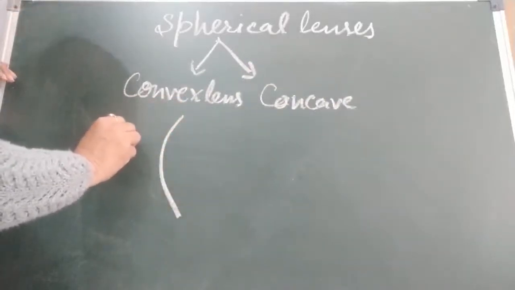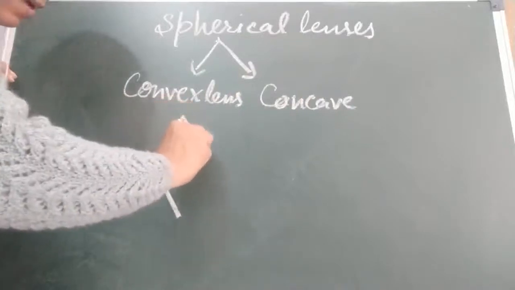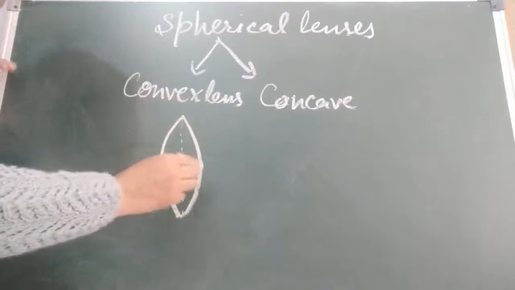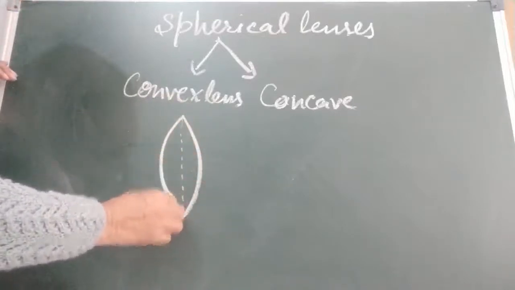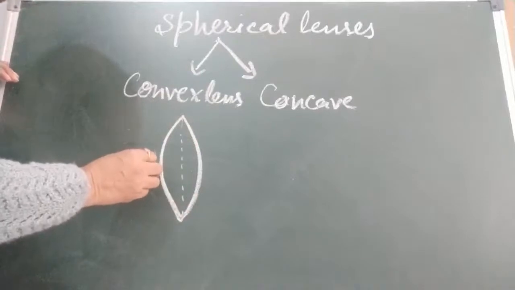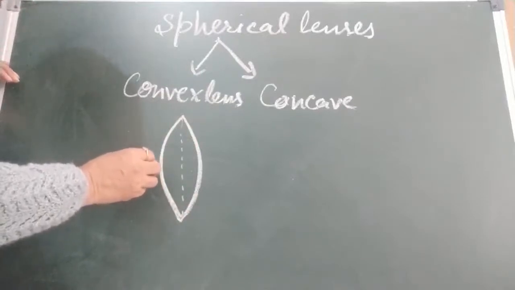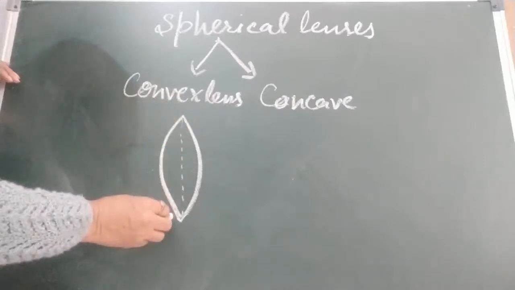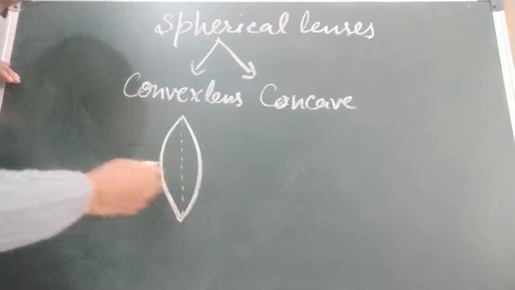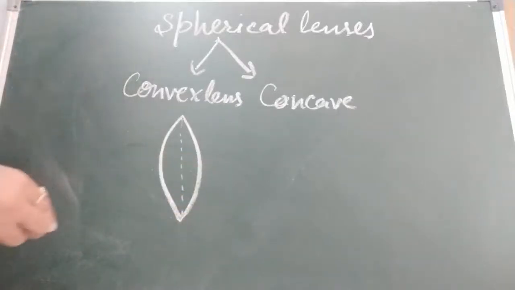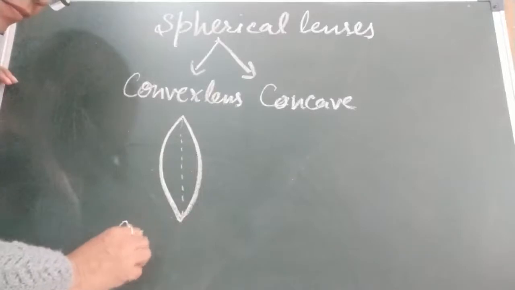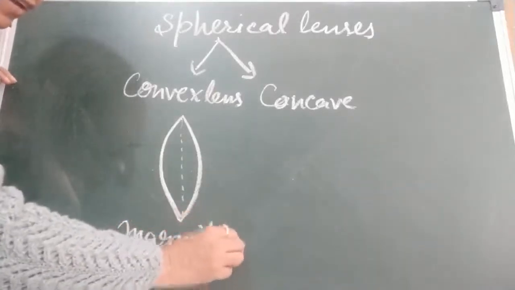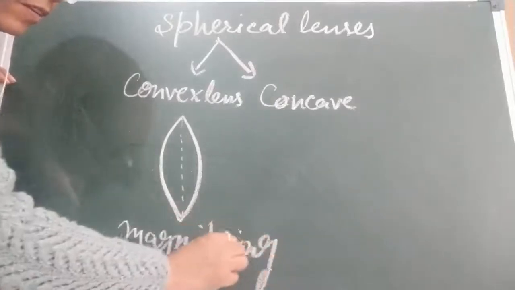A convex lens is a lens that bulges in the middle. Okay, two half balls we combine and we can make this convex lens. So a convex lens bulges in the middle and is thinner at the edges. This is transparent. A common example is the magnifying glass. You have all seen this magnifying glass.